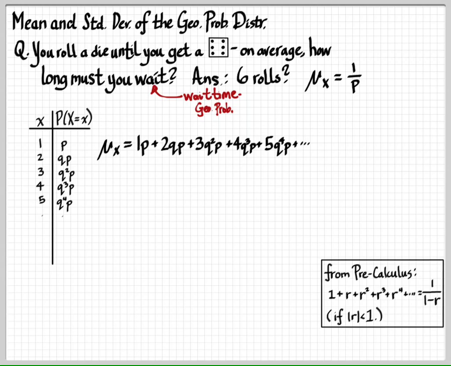And this is just a really sneaky technique, and it's not something I came up with. I read it out of the book. What I'm going to do is take my equation here for the mean. I'm going to multiply both sides by q. So on the left-hand side, I'll have q times mu x. And what will happen over here? Well, the q will distribute onto each of these. So instead of 1p, I will have 1qp.